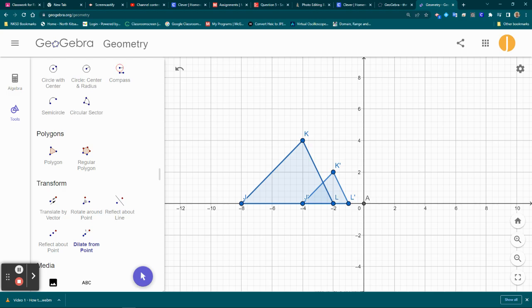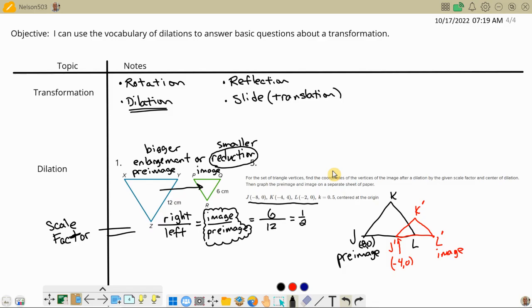Let's try it with a K point right up there. So K was at -4, 4. Now it's at -2, 2. It's definitely just getting the point cut in half, right? So this is at, oh shoot, I want this at -4, 4. And then this one over here is going to be a -2, 2. Okay, so the image is just half the numbers of the pre-image. That works if your center of dilation is the origin.